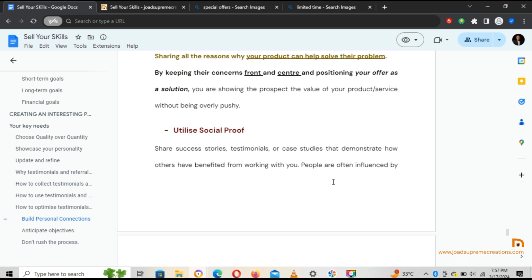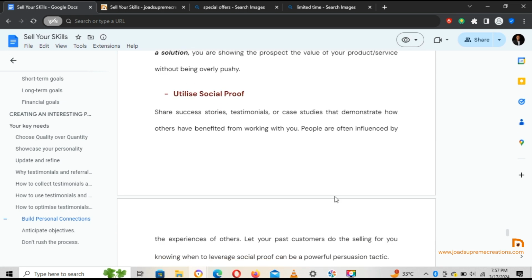Now, utilize social proof. Share success stories, testimonials, or case studies that demonstrate how others have benefited from working with you. People are often influenced by the experiences of others. Let your past customers do the selling for you. Knowing when to leverage social proof can be a powerful persuasion tactic. We've talked about social proof like 3 times in this course in different modules. That is when you let other people do the talking for you. When others are talking about you, people tend to believe them more than when you talk about yourself.